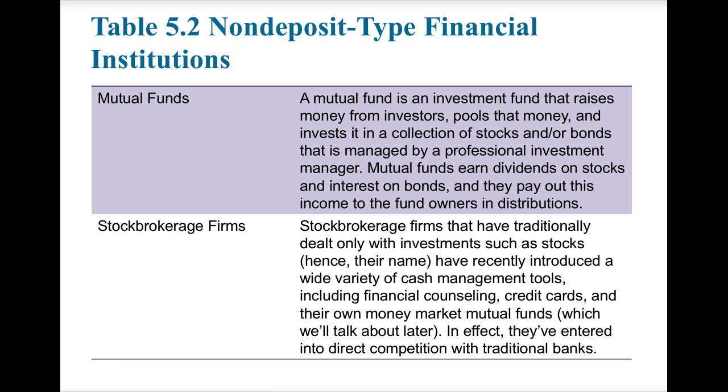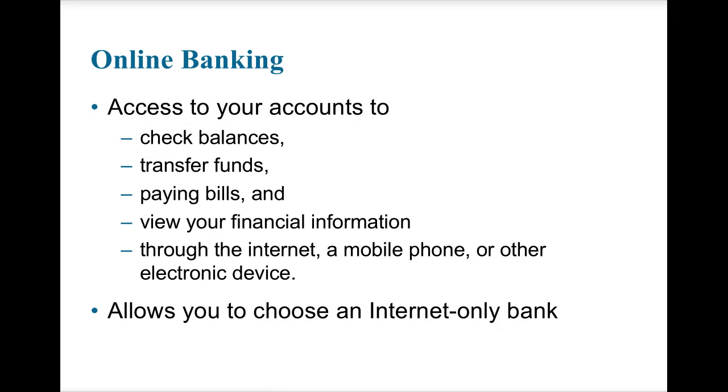Now, stock brokerage firms like Fidelity, Charles Schwab, E-Trade, and Robinhood are firms that deal more directly with investments such as stocks and options. And they can also sell mutual funds. Fidelity and Charles Schwab are the two biggest discount brokerages. They offer a lot of cash management tools, including financial counseling, credit cards, and money market accounts. We'll talk more about that later. So they are in direct competition for your savings dollars, just as traditional banks are.